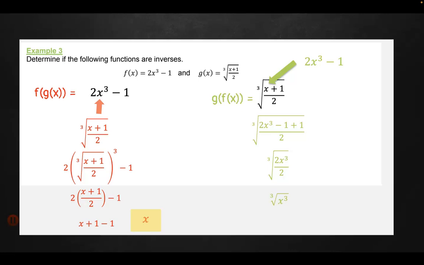And now here again, I have a cube root, and I have just an x that got cubed, so that will cancel each other out, and I'm left with x. Now, because I have an x and an x for both compositions here in example number 3, I am good. These functions are inverses of each other.